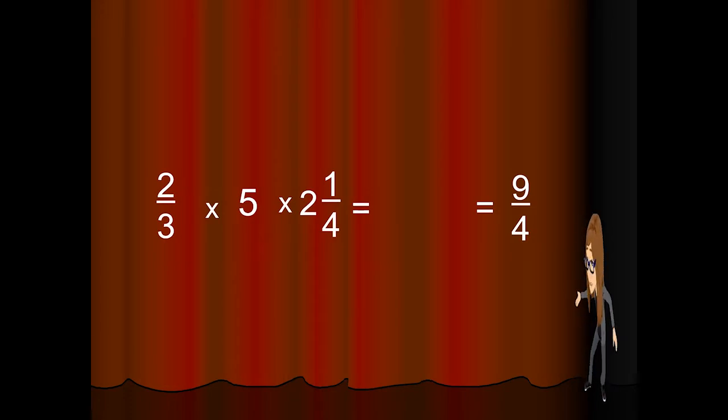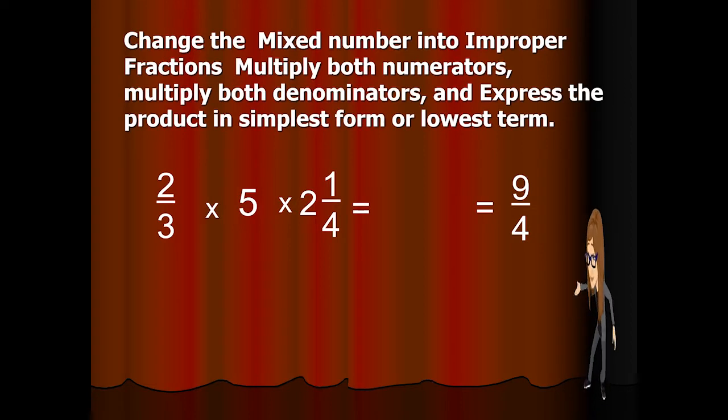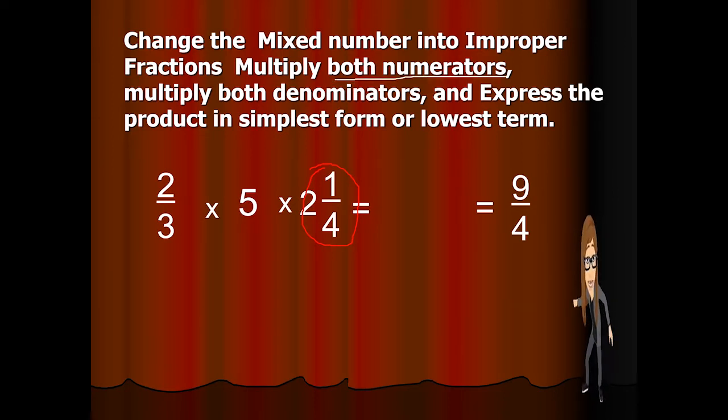So the first thing that we need to do is to change the mixed number into an improper fraction. Then multiply both numerators and multiply also the denominators. Then express the product in simplest form or lowest term.